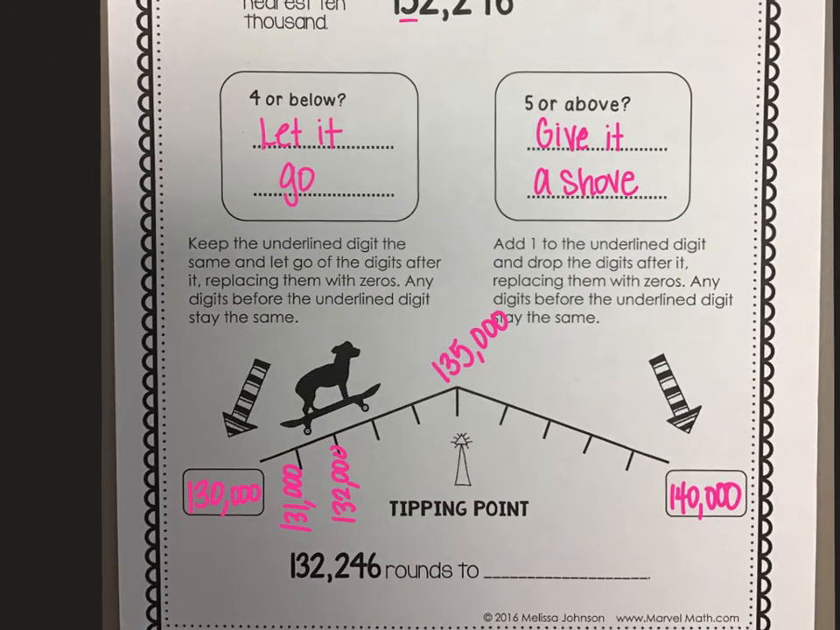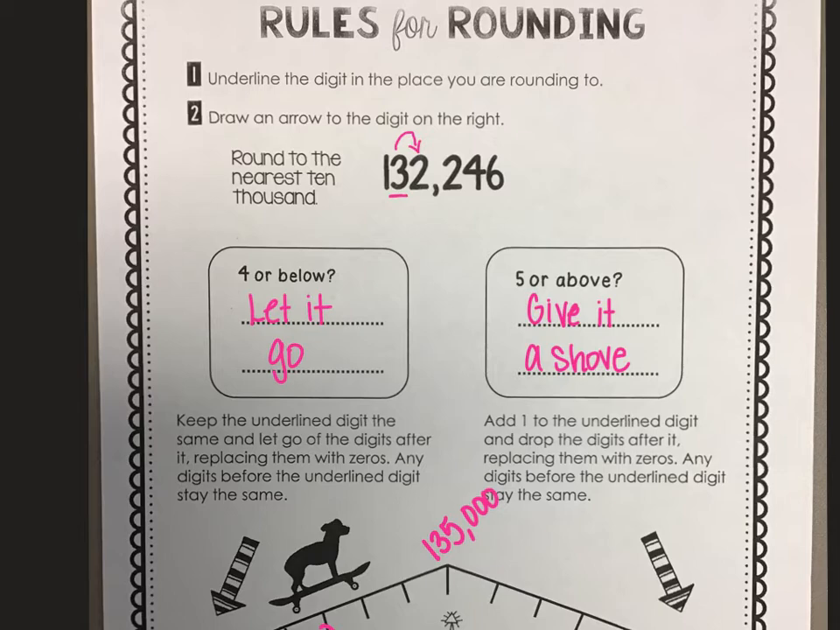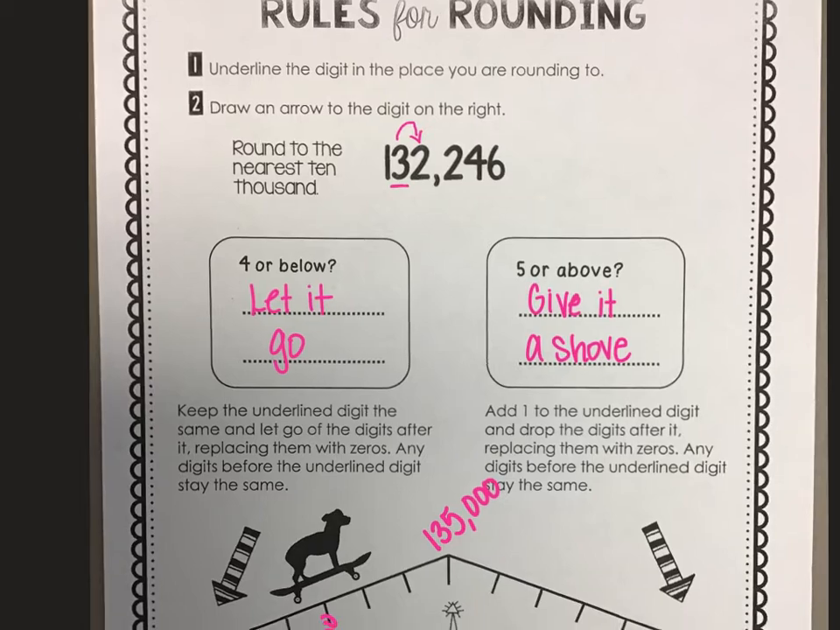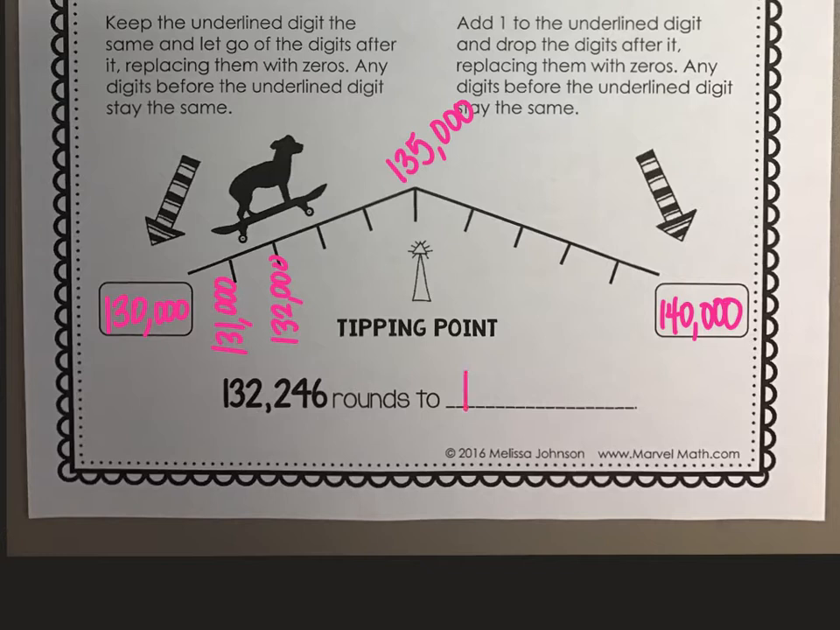so let's go back and look up here. This 2 is 4 or below, right? So that means that the 1 and the 3 are going to stay the same, and everything after that is going to be zeros. So 132,246 is going to round to 130,000. And if you look right here, 132,246, it'll probably be about right there, right? So it's going to drop down. We're going to round it to 130,000. Does that make sense? Okay.